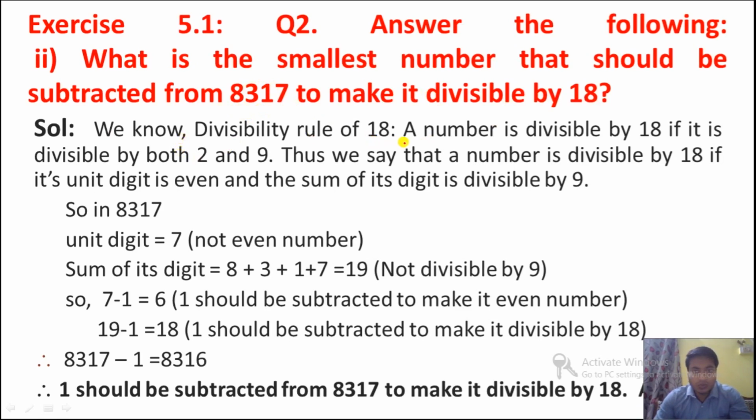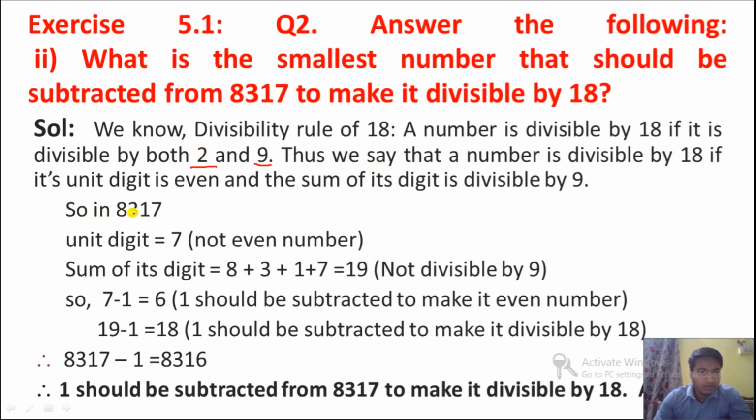So the divisibility rule of 18. A number is divisible by 18 if it is divisible by both 2 and 9. Thus we say that a number is divisible by 18 if its unit digit is even, and this is the divisibility rule of 2, and the sum of its digits is divisible by 9, and this is the divisibility rule of 9. So both the conditions should be satisfied. Clear? Now we will check.